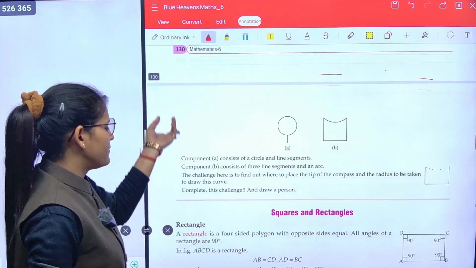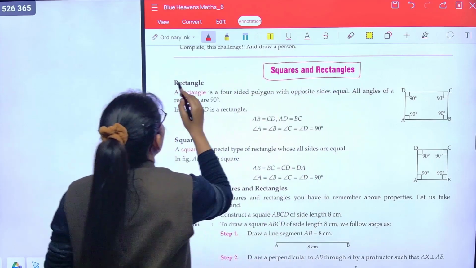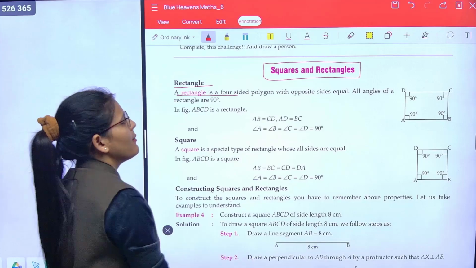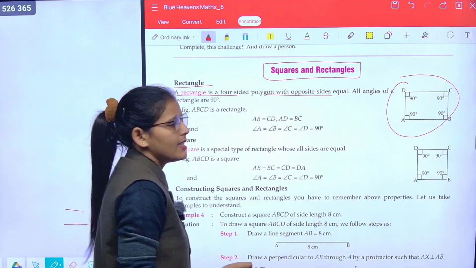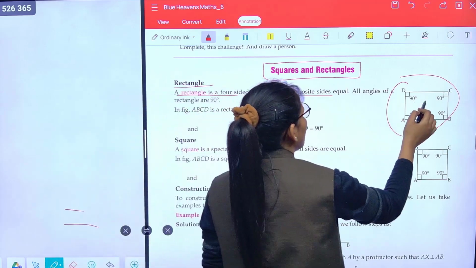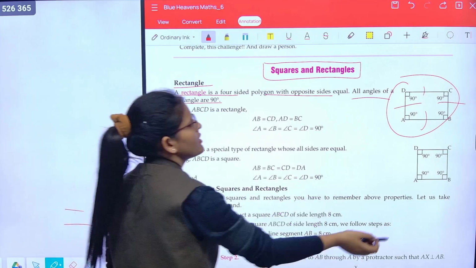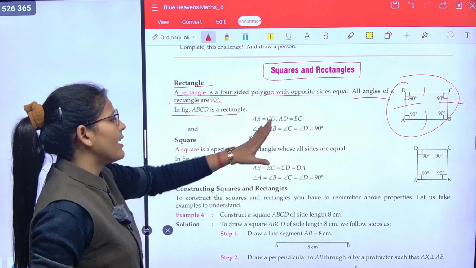Come on squares and rectangles. Now class, a rectangle is a four-sided polygon. एक rectangle हमारा क्या है? Four-sided polygon with opposite sides equal. इसकी opposite sides क्या होती हैं class? Equal होती हैं. All angles of a rectangle are 90 degree. Class उसके सारे angles क्या होते हैं? 90 degree होते हैं. In figure ABCD is a rectangle.